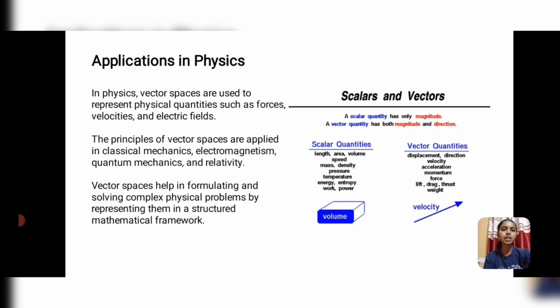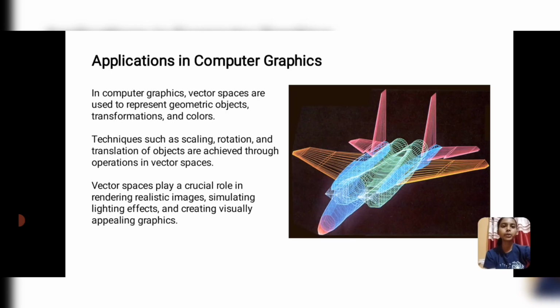Applications in physics. In physics, vector spaces are used to represent physical quantities such as forces, velocities, and electric fields. The principles of vector space are applied in classical mechanics, electromagnetism, quantum mechanics, and relativity. Vector spaces help in formulating and solving complex physical problems by representing them in a structured mathematical framework.